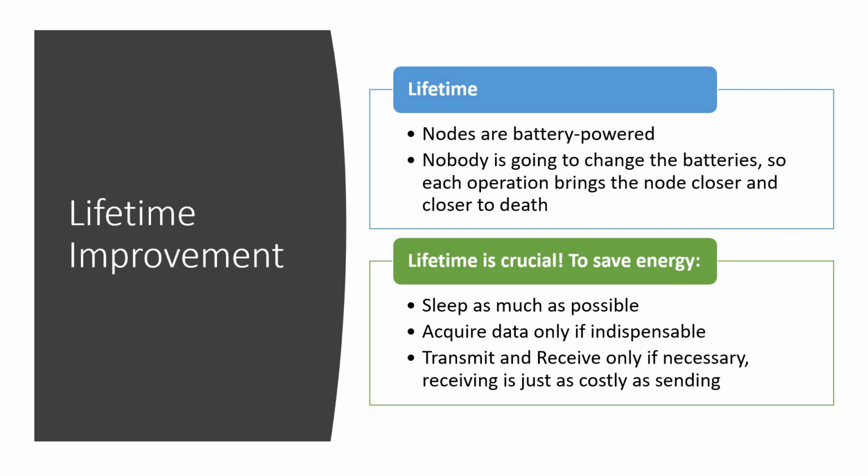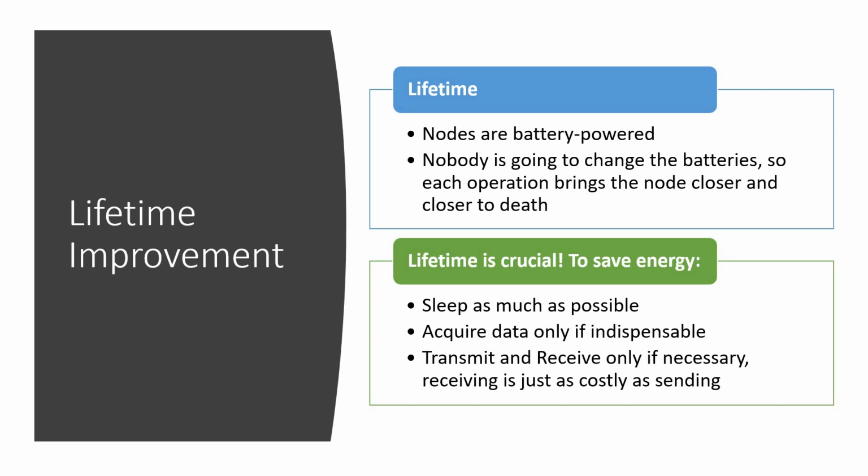So as no one is there to replace those batteries, or no one can go to that harsh environment to replace the batteries, each operation or each data sent or each processing done brings the node closer and closer to death, because that battery life is all it has. Once the battery is gone, no one will go there to even change the nodes. All the people can do in wireless sensor networks or in harsh environments is deploy more nodes. So lifetime is very crucial, and it is very important to save the energy.